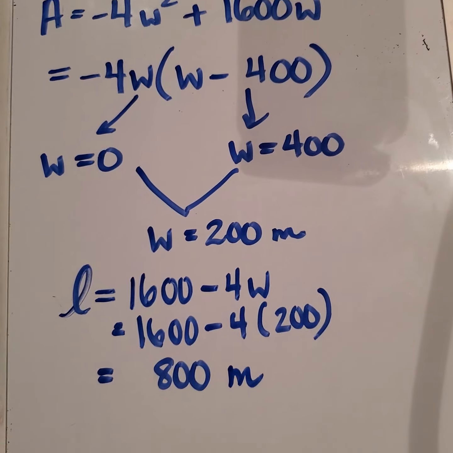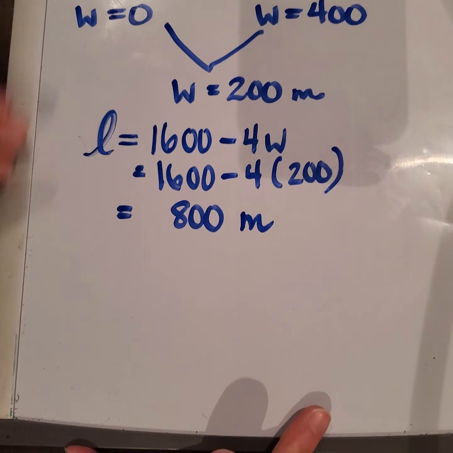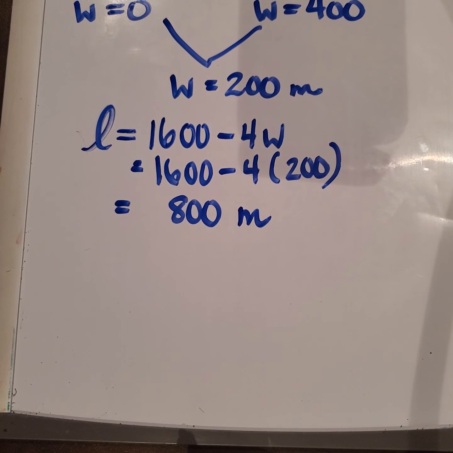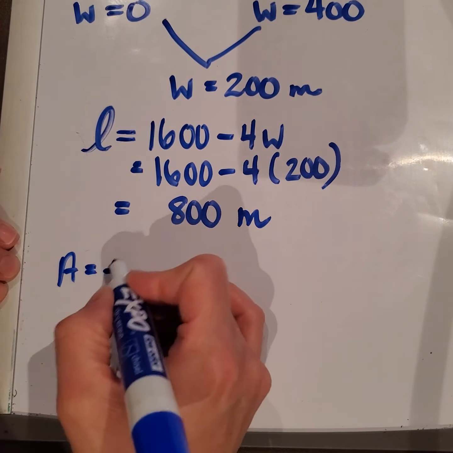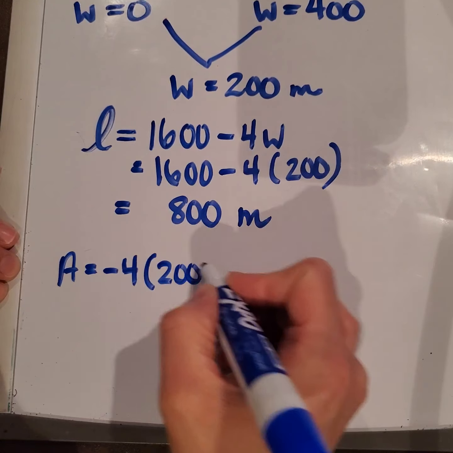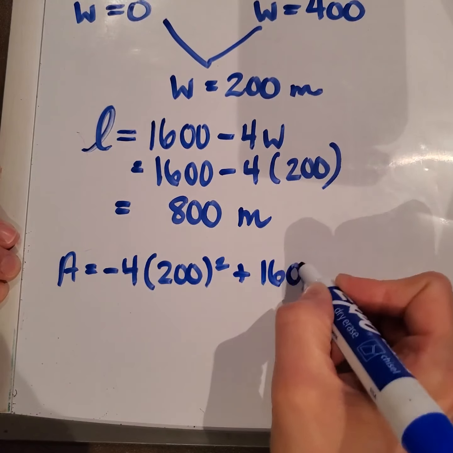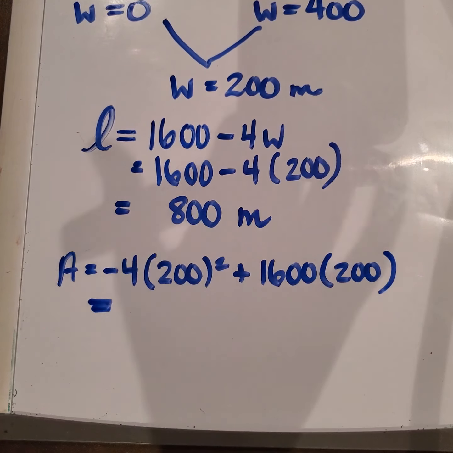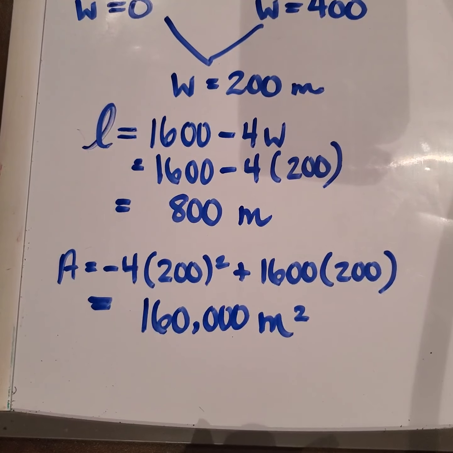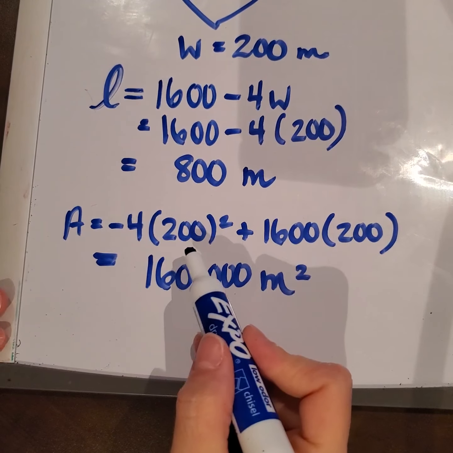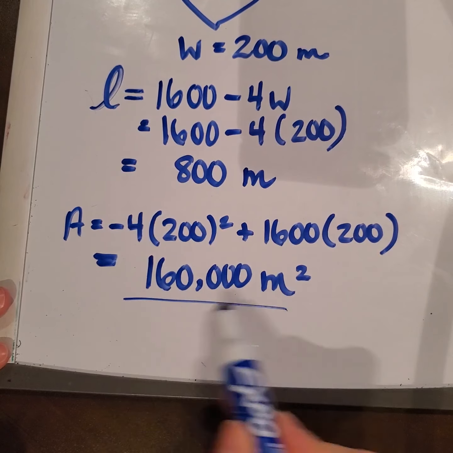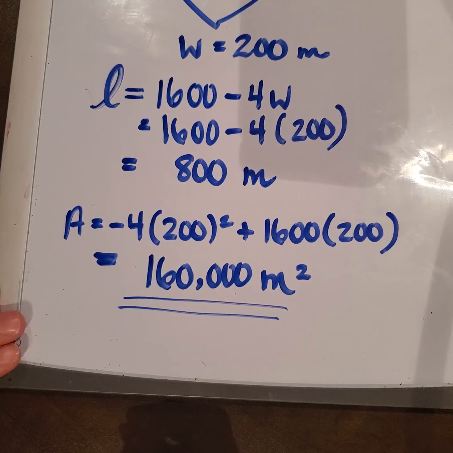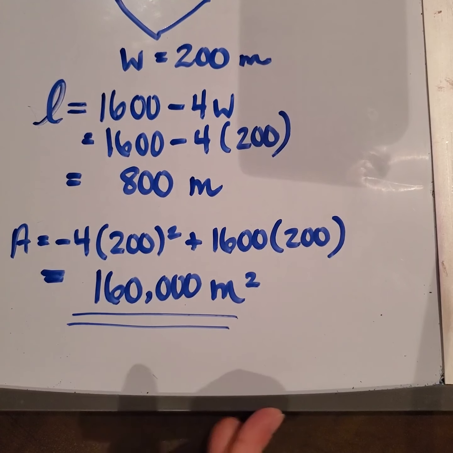We're not quite done solving the problem though, because we haven't actually solved for the max area. Initially, this was the formula we had. I'm going to plug a width of 200 into that equation and solve. It works out that when I let the width be 200, the maximum area that I achieve is 160,000 meters squared.